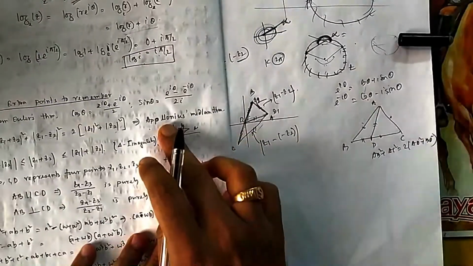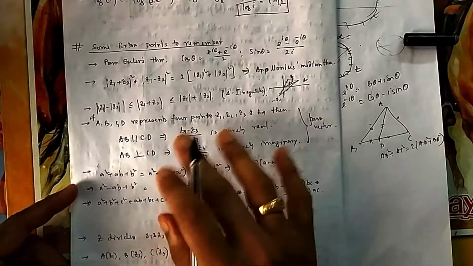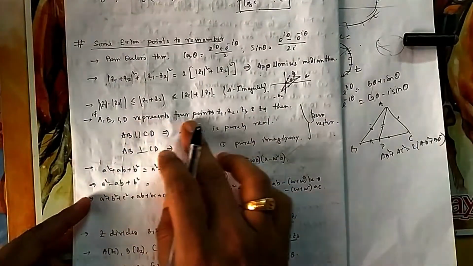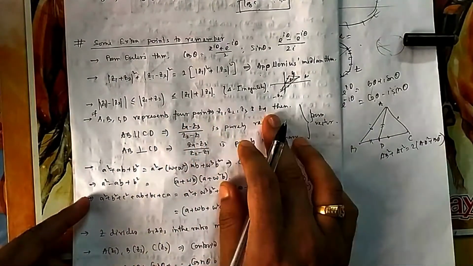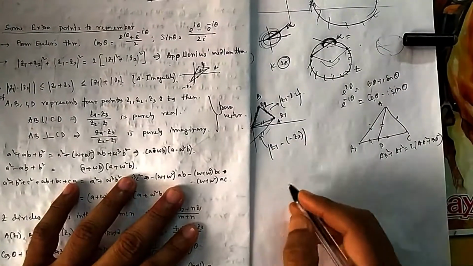This is nothing but any geometric format, because you know in complex numbers there is a relation between complex numbers and points in coordinate geometry. So you will find lots of relations with that. Suppose A, B, C, D are the 4 points representing z1, z2, and so on. Then if AB is parallel to CD, this ratio is purely real. This will come from the vector concept.